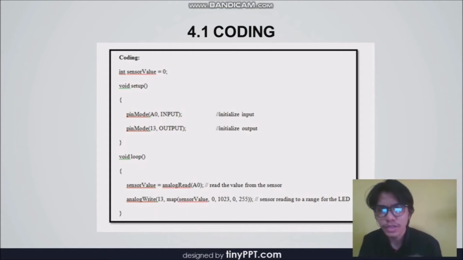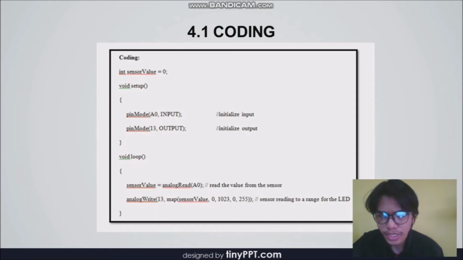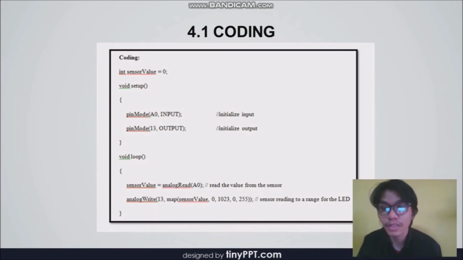Next, for the void loop, we input the value to the variable that we created, which in this case is the analog read at A0 into the sensor value, which means that the sensor value will read the signal from the LDR.